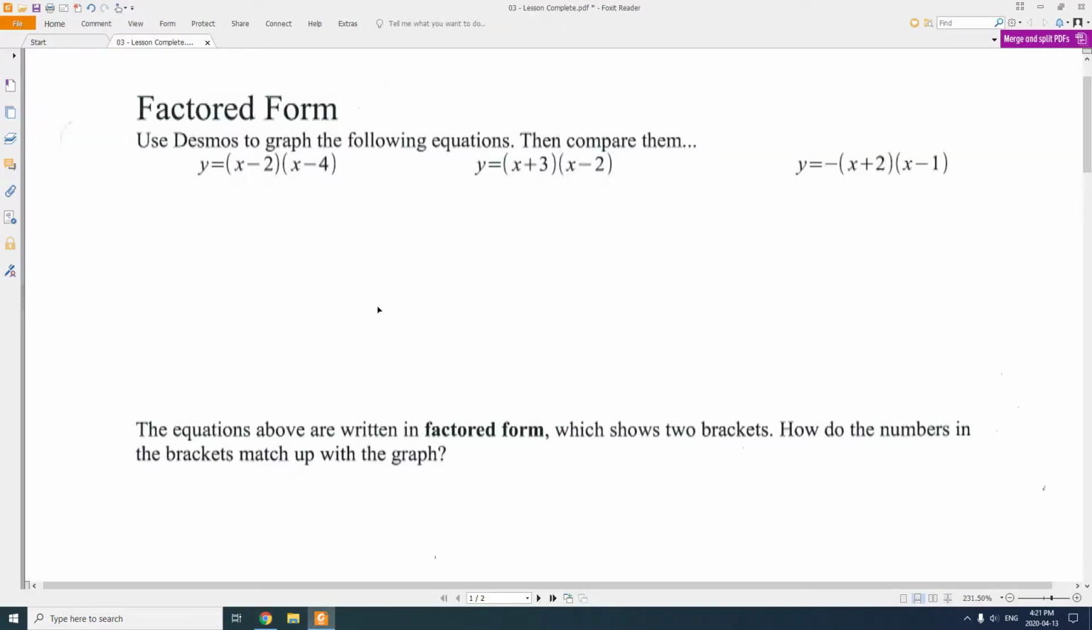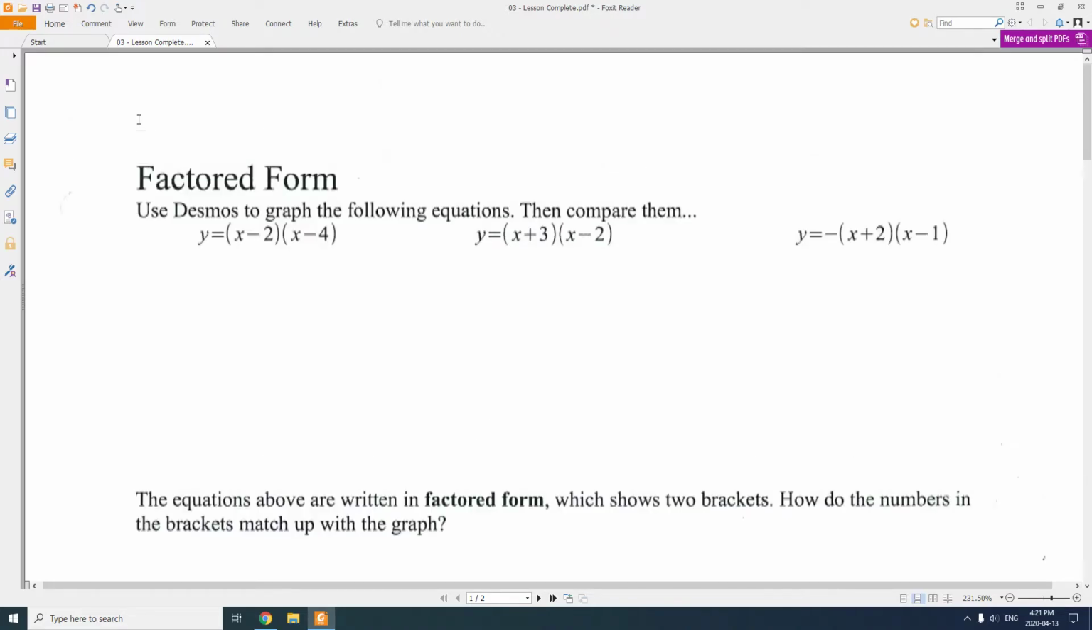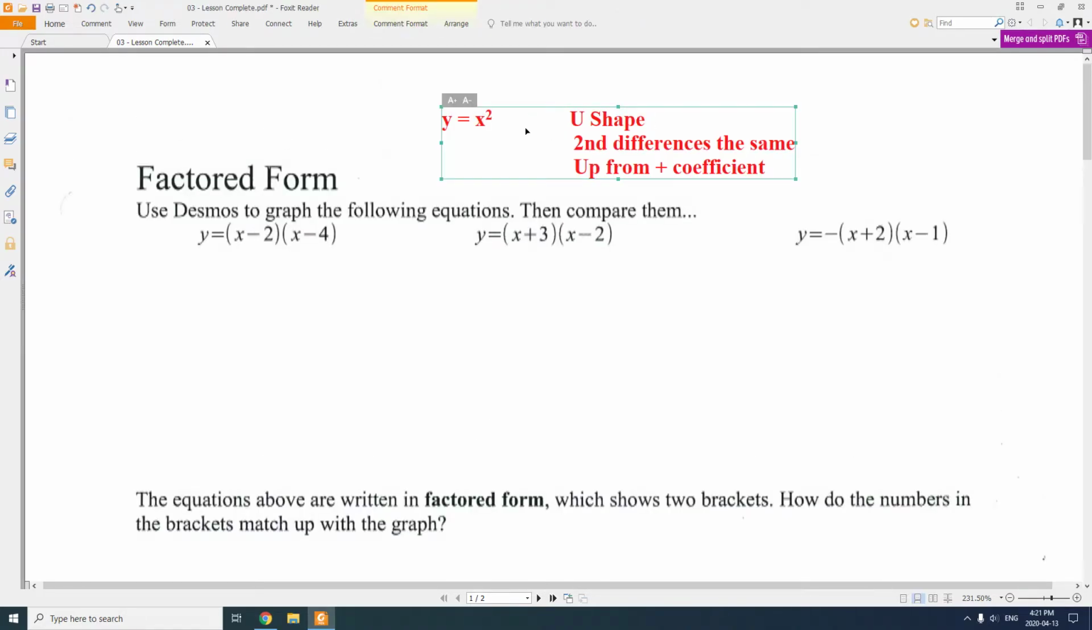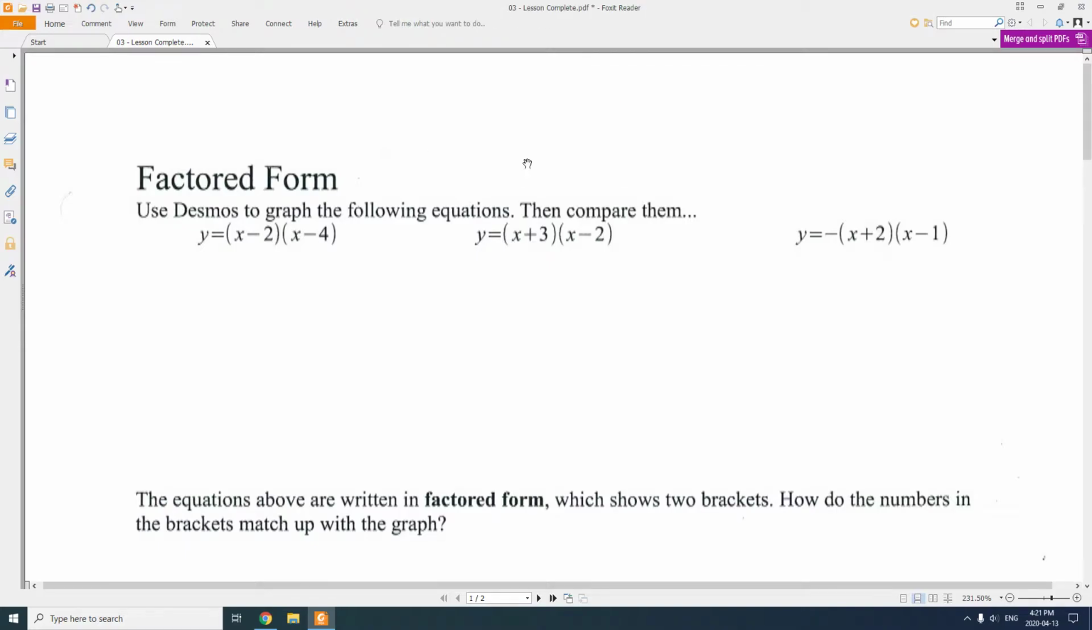So today what we're looking at is a different form of that equation called the factored form. So just a quick reminder of what we saw last week, right? Y equals x squared is your quadratic U shape. Second differences are the same. And in this case, the coefficient is the number out front. There's nothing there, so it's like a +1. If it's positive, it means up.